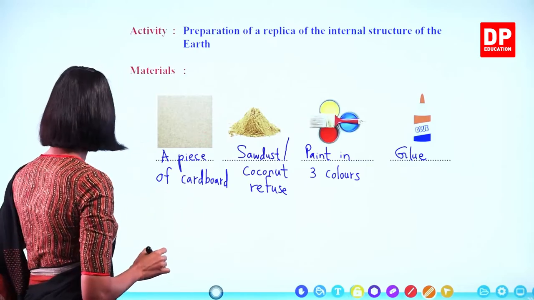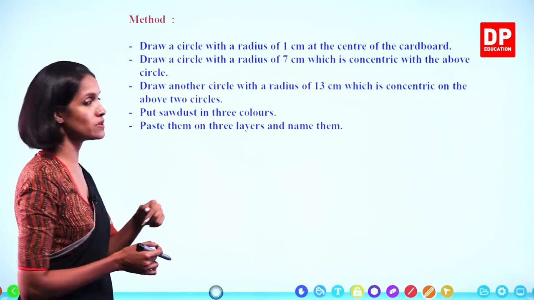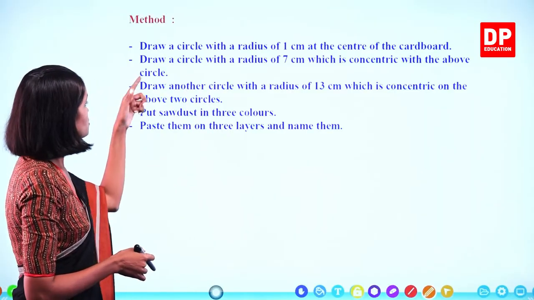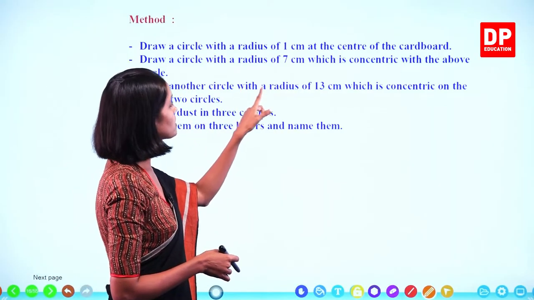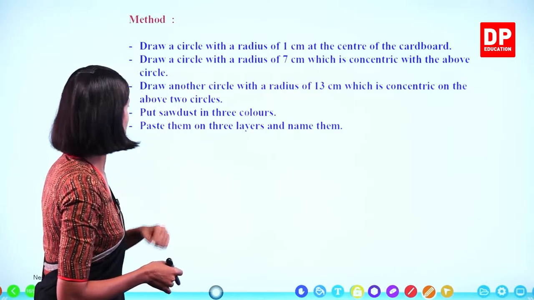Okay, so what is the method? Draw a circle with a radius of 1 centimeter at the center of the cardboard. Draw a circle with a radius of 7 centimeters, which is concentric with the above circle, right? Which means the same center should be present for both circles. Draw another circle with a radius of 13 centimeters, which is concentric with the above two circles.